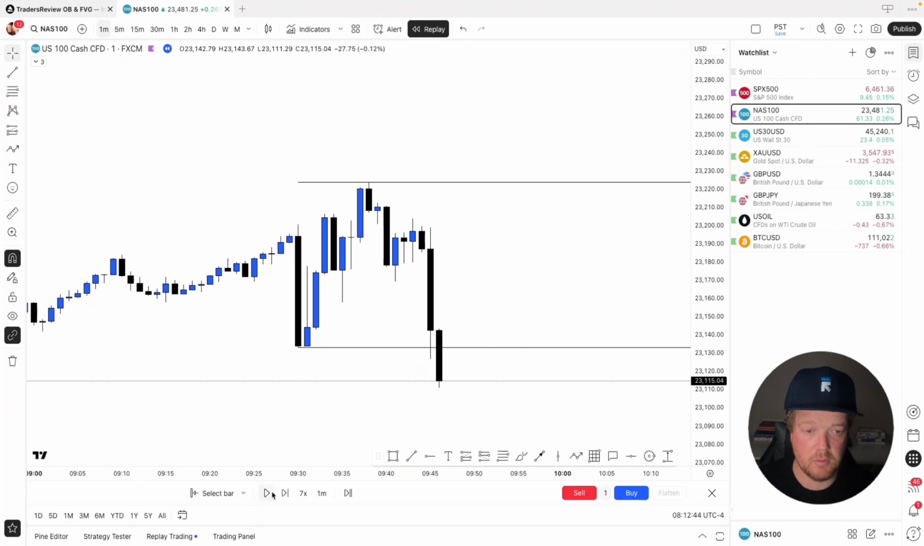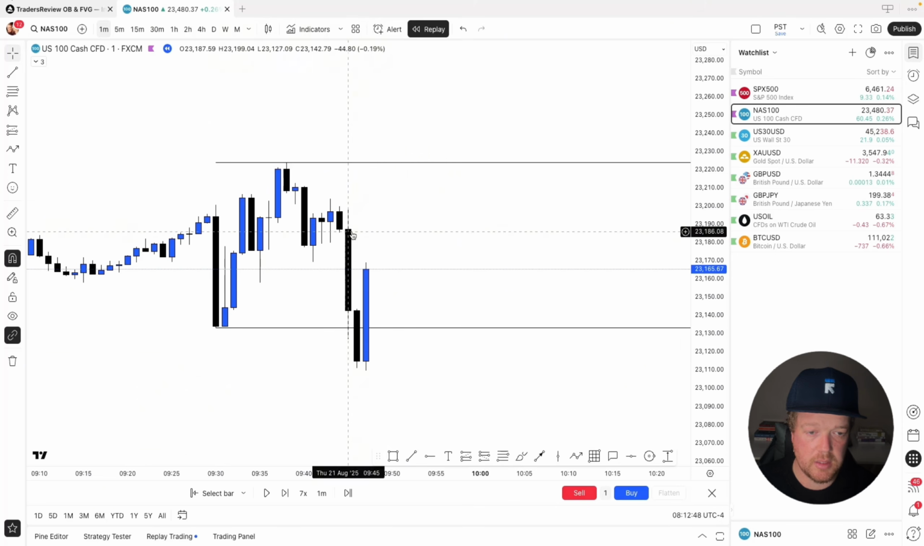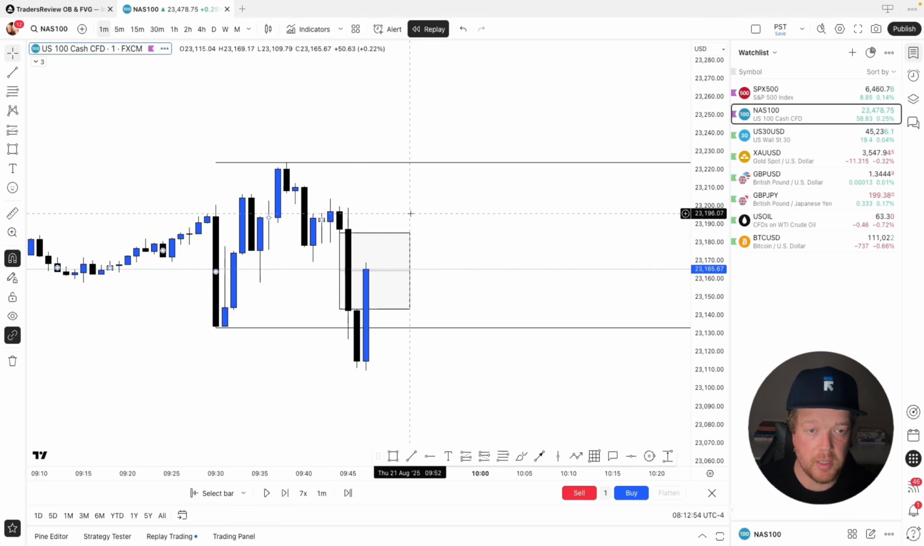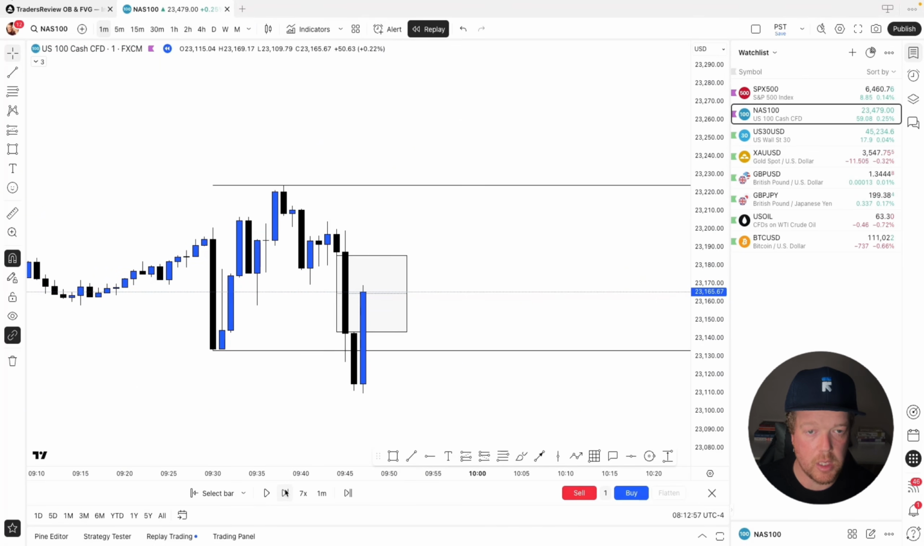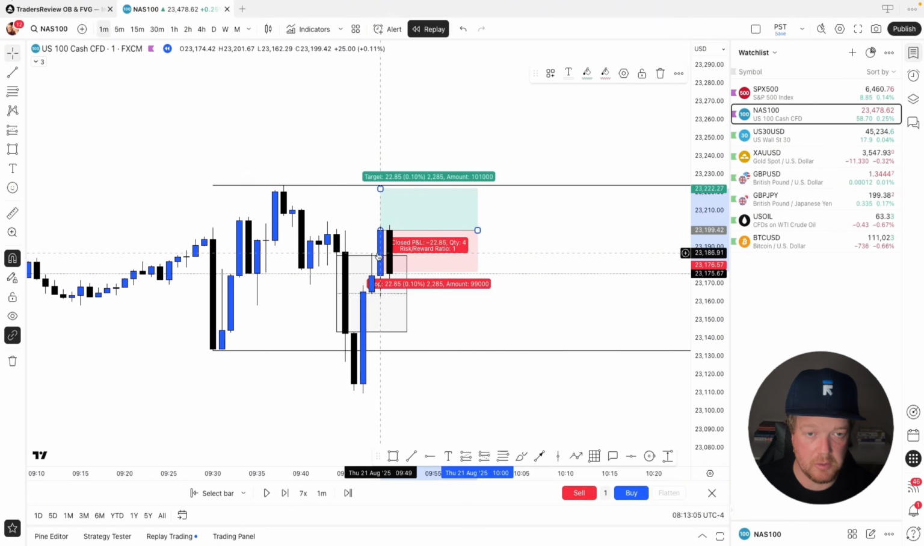We got a break right over here. We can see this was our fair value gap. So if we get a break above this fair value gap, we are going to enter a trade. There we go. We have our break right over there. So we are going to enter our trade right over here.